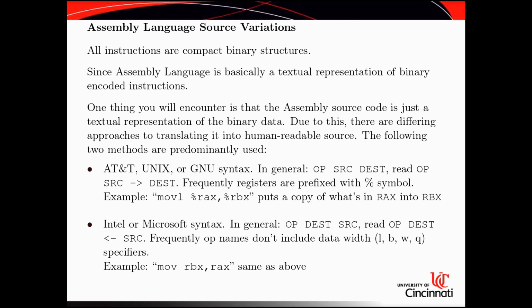Assembly language itself is a textual representation of binary encoded instructions. So there's usually a one-to-one relationship between lines in assembly language and instructions that are implemented in the binary code. One of the things that you'll encounter is that there are 2 prevailing methods that are used for writing assembly language, at least for this architecture. I don't know how common this is outside of any chips that Intel makes. But one of them is the first one, and that's the AT&T syntax, or the Unix syntax.